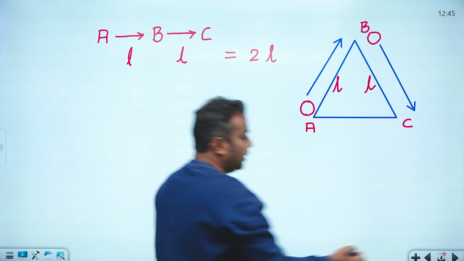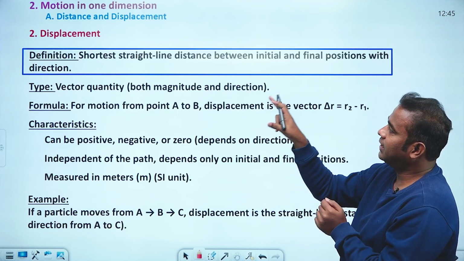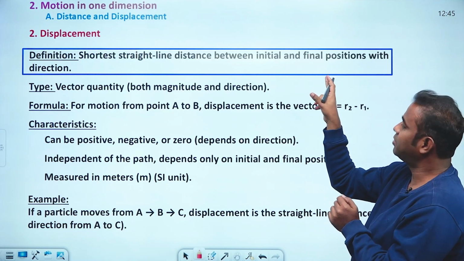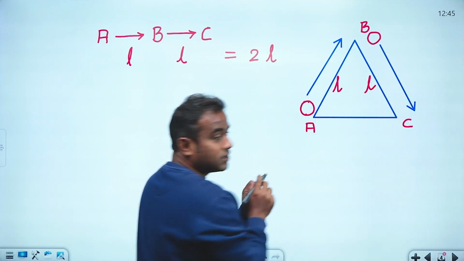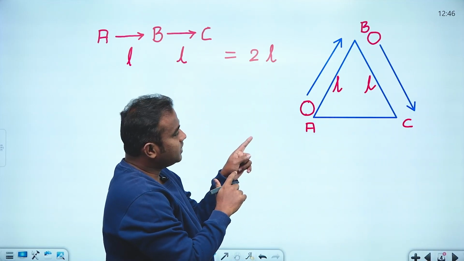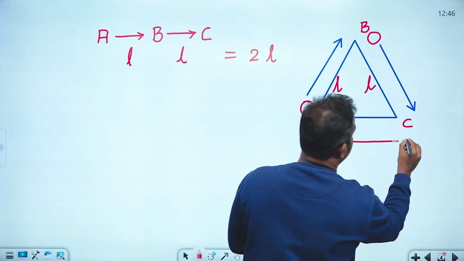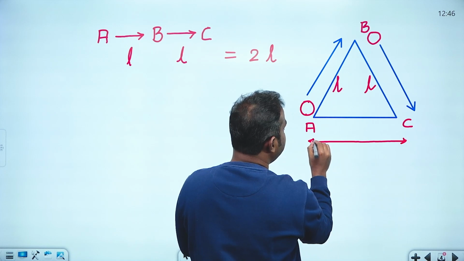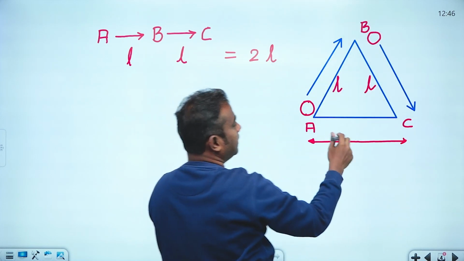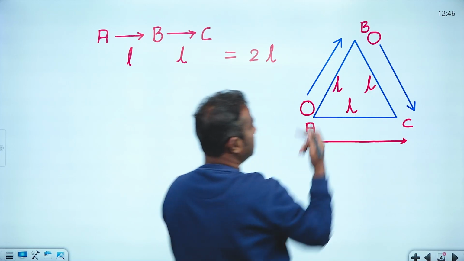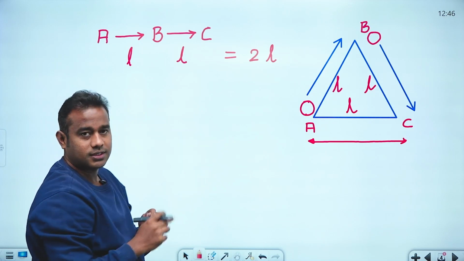But if you look at the displacement definition, it is the shortest straight line distance between initial and final positions with a direction. So if you look at here, what is the shortest straight line distance? It is from this point to this point. If we consider from point A to B and B to C, it will be a very lengthy one. But instead, in this triangle, assume that this is an equilateral triangle, and all the lengths are the same. That is the length, this is the length, and this is the same length.